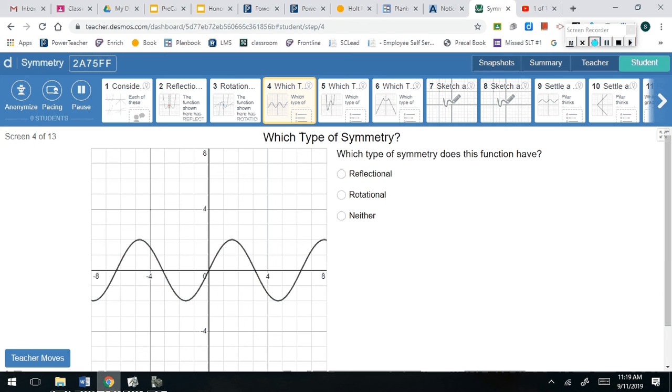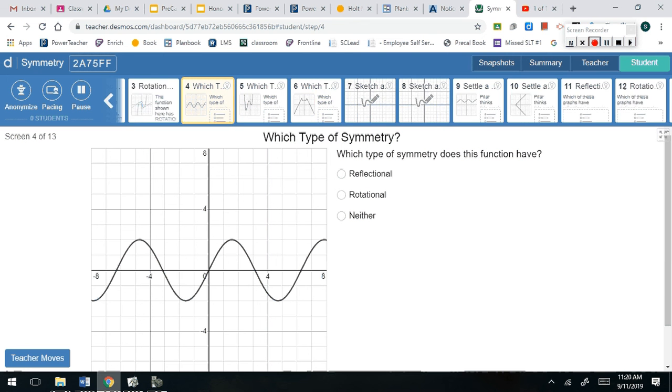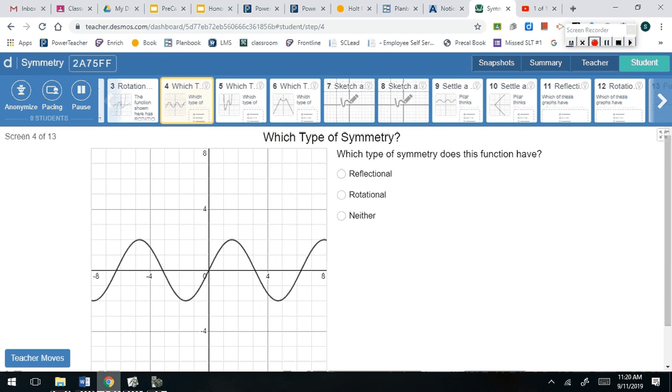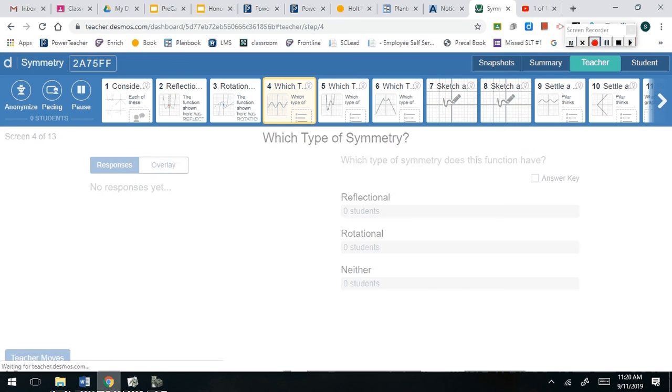Who says reflectional? Raise your hand. Who says rotational? Raise your hand. Who says neither? Raise your hand. Wait a second. Wait, it's rotation. Flip it. No, because if you flip it, they'll be like that. Neither. Yeah, if you rotate it at 0, 0, I think it's rotational. Yeah.